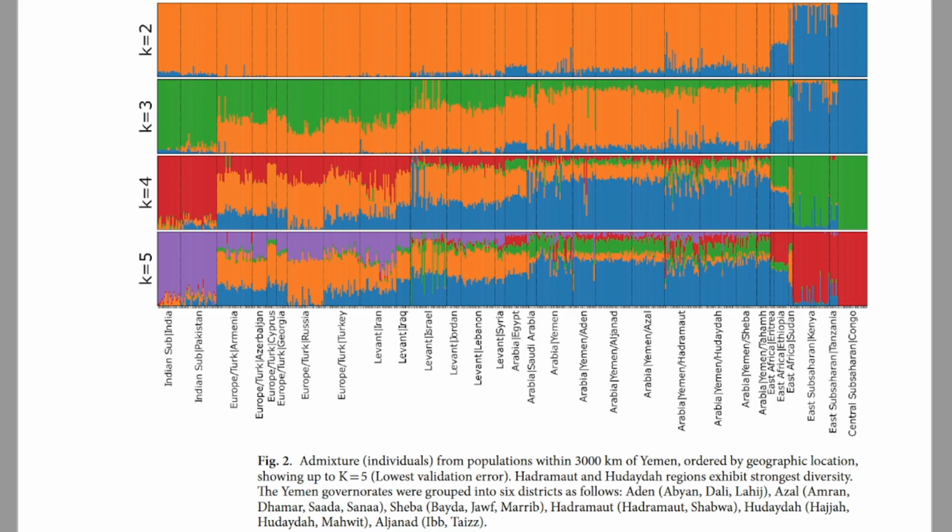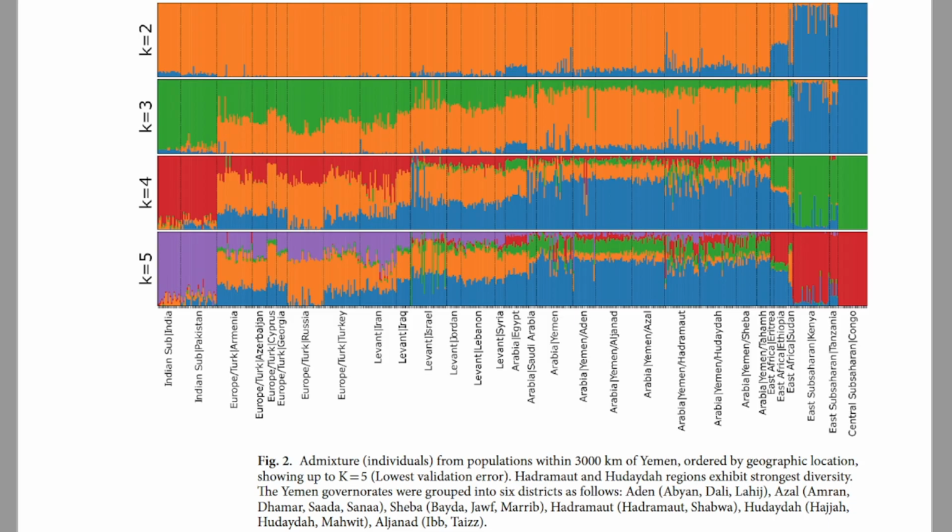Interpreting the example, governorates grouped into districts. Aden includes Abyan, Dhale, Lahij, Al Bayda, Amran, Dhamar, Saada, Sanaa, Shabwa, Al Jawf, Marib, Hadramaut, Hodeidah, Hajjah, Al Mahwit, Taiz.